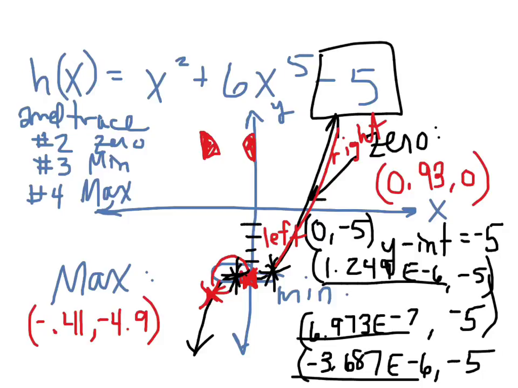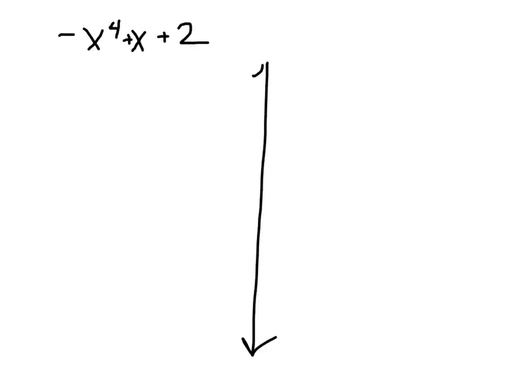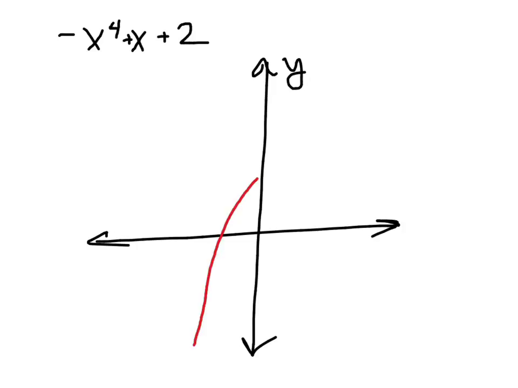Okay? On 5, it's the same type of philosophy, where negative x to the 4th plus x plus 2 is going into the calculator. So I'm going to draw what I see. And I got something that did this. Approximately looking like that. Is that what you guys got for 5?